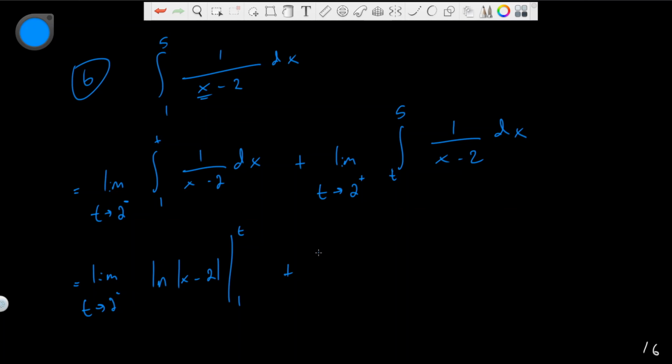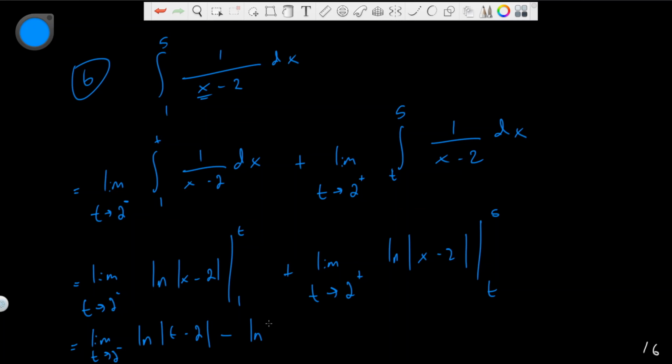And then this is going to be the limit as t goes to 2 from the right-hand side of ln|x minus 2|, evaluated from t to 5. All right, I hope you guys don't mind. I think I can fit this final line here on the bottom to save the trouble of going to a new page. We have the limit as t goes to 2 from the negative side of ln|t minus 2| minus ln 1, which is just 0.